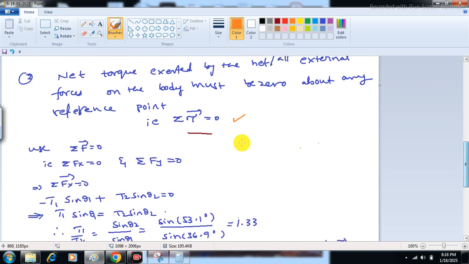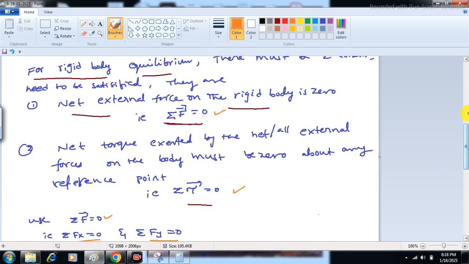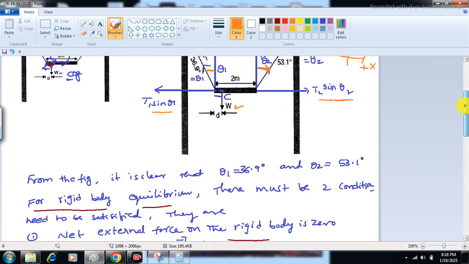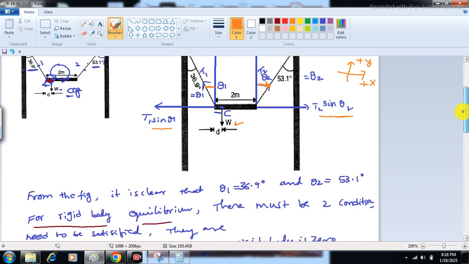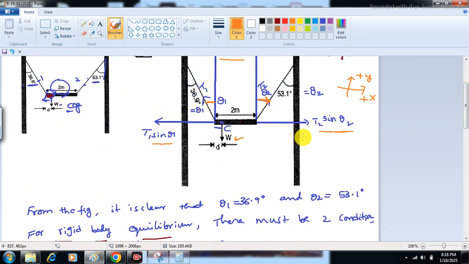First use sigma F vector equal to 0. If sigma F vector is 0, all components must be equal to 0. So sigma Fx is 0 and sigma Fy is 0. We use sigma Fx equal to 0. What are the forces acting along the x-axis on the rod? One is T2 sin theta 2 along the positive x direction, and T1 sin theta 1 along the negative x direction. So there are only two force components acting on the rod along the x direction.